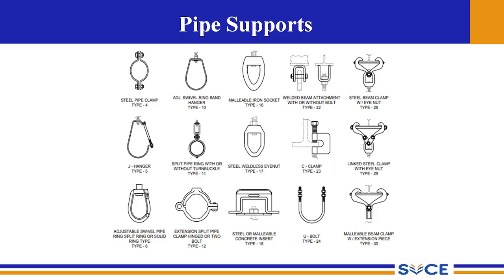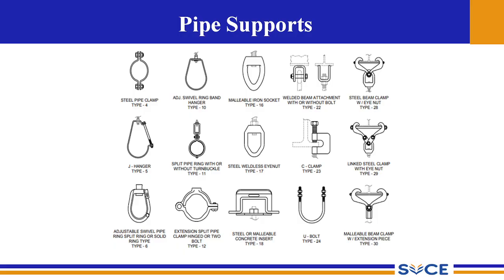Then type 17 is a steel weldless eye nut. So it is a forged steel device which provides for the attachment of a threaded rod to a bolt or pin connection. So this is one of the eye nuts, type 17. So here it will provide for the attachment of a threaded rod.